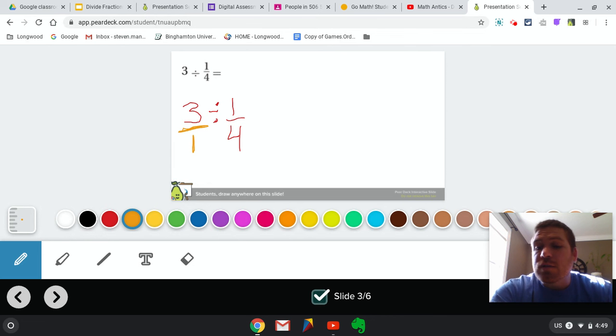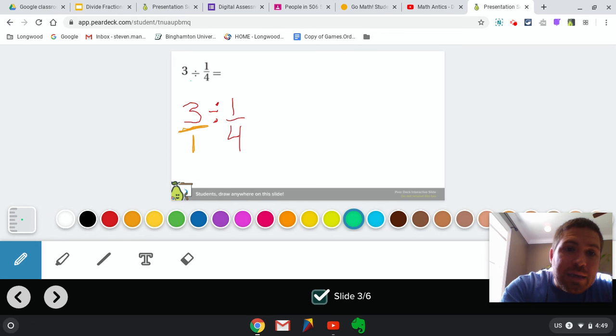Now, here's the most important part, okay? It's that keep, change, flip part. So we're going to keep the first fraction the same. So I'm going to write it over here. That's keep.